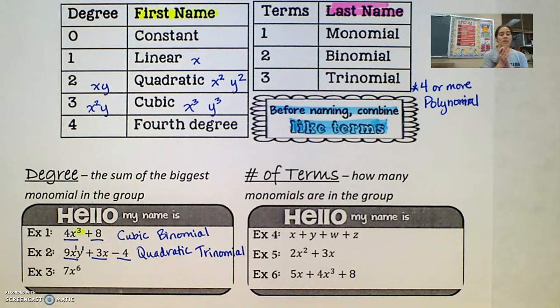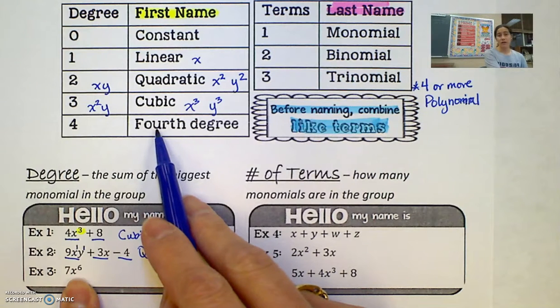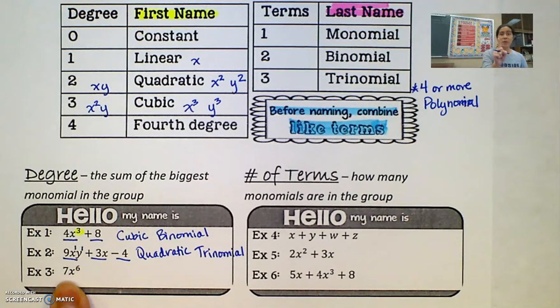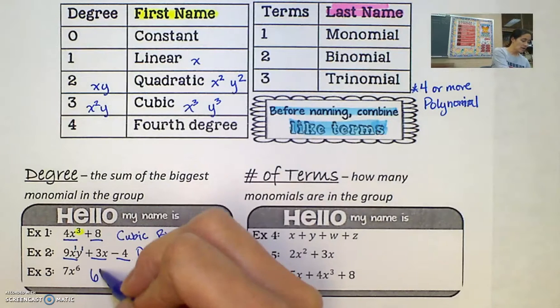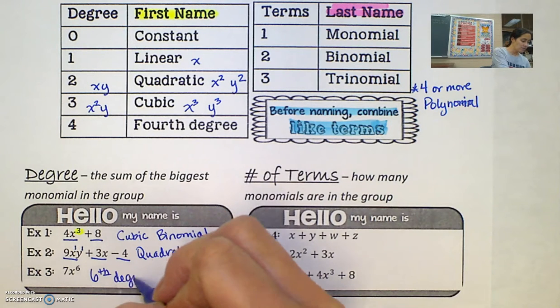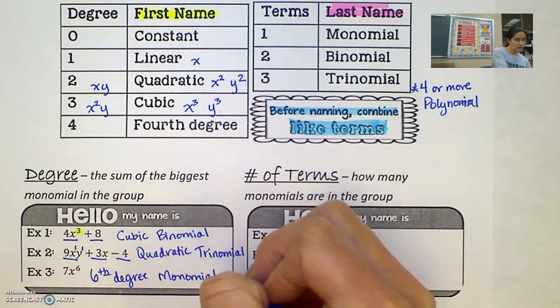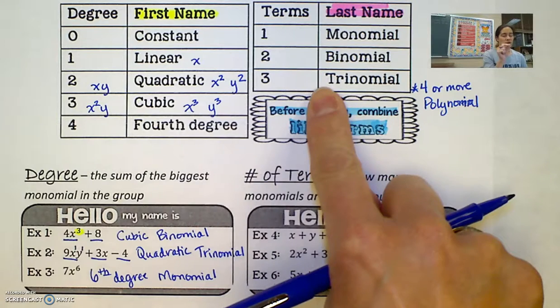Okay. Example number 3. This has a degree of 6. Remember, anything above 3, we just say 6th degree. So this is a 6th degree, and there's only one thing there. So that's a monomial. So this is called a 6th degree monomial. All right, make sure you're spelling correctly because they're right up here. They're on your paper, so make sure you spell them right.